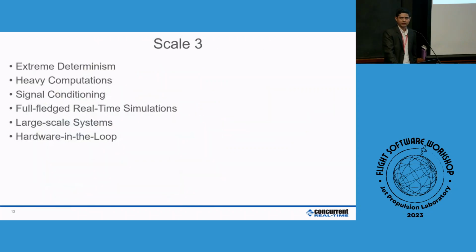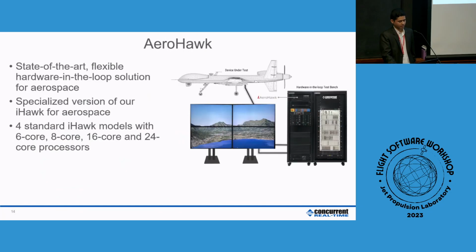And finally, if your necessity lies in extreme determinism, you want to do extremely heavy computations, you need signal conditioning for your large hardware-in-the-loop simulation, then that's scale 3. And we have our standard offering, which we call AeroHawk. It is the state-of-the-art, flexible box fine-tuned with popular I/O cards suitable for the aerospace industry. We support ARINC, 1553, MFIO cards, MOXA, and they are available in 4 to 24 core processor systems. You can get a rack mount, which includes signal conditioning and everything for that.